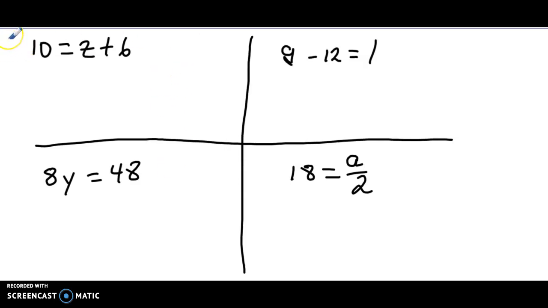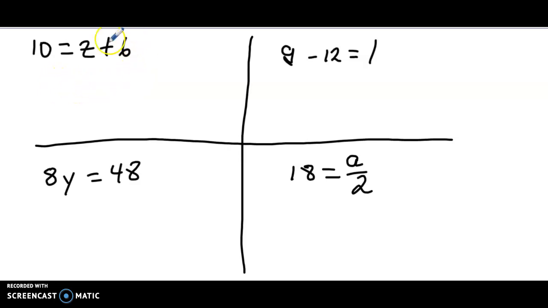All right, I have chosen 4 equations for us to go over together. And as you can see, each of them includes one of the basic operations. So starting off on the upper left corner, this is z plus 6 equals 10, or 10 equals z plus 6, the same thing. So remember, when I'm solving equations, my goal is always the same, getting that variable by itself.